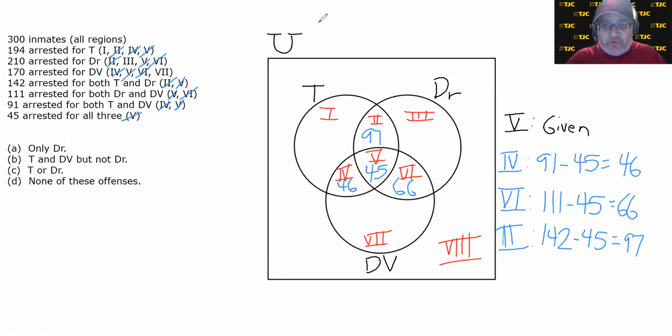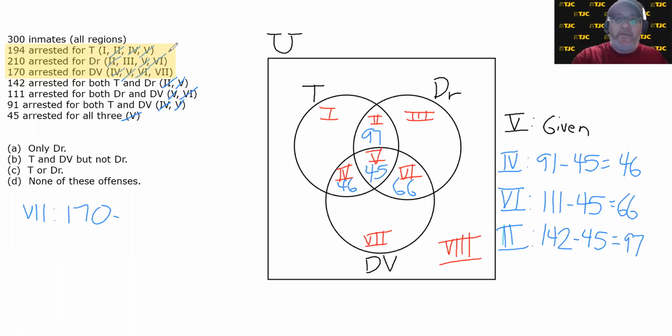Now, if you look at the next 3 in our list of regions, each one only has one unknown region. So now we can just do a massive subtraction problem. For example, the 170 is the total of regions 4, 5, 6, and 7. 7 is the only one we don't know. So we can figure out region 7 by taking that 170 and subtracting the regions that we do know.